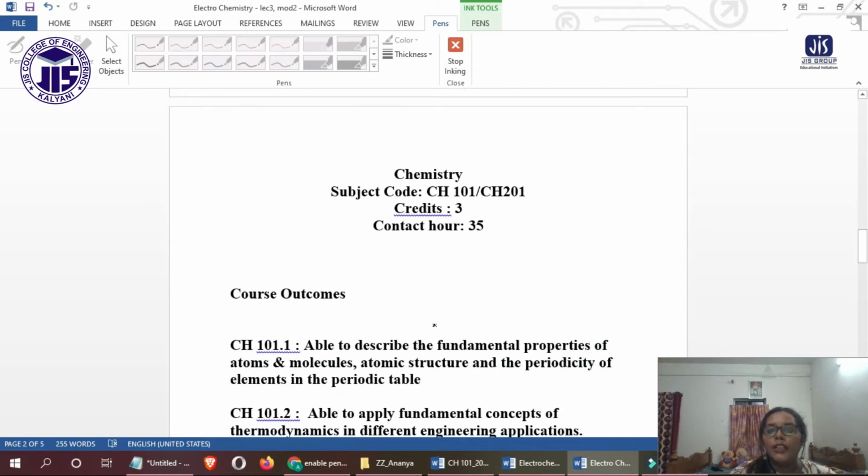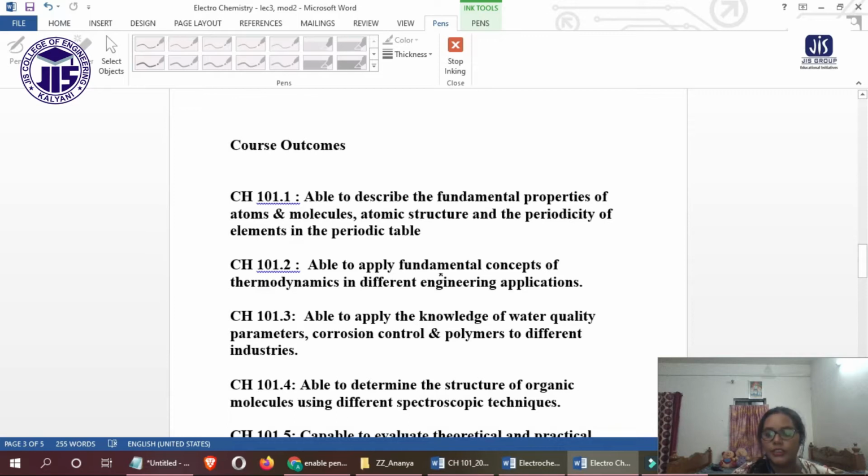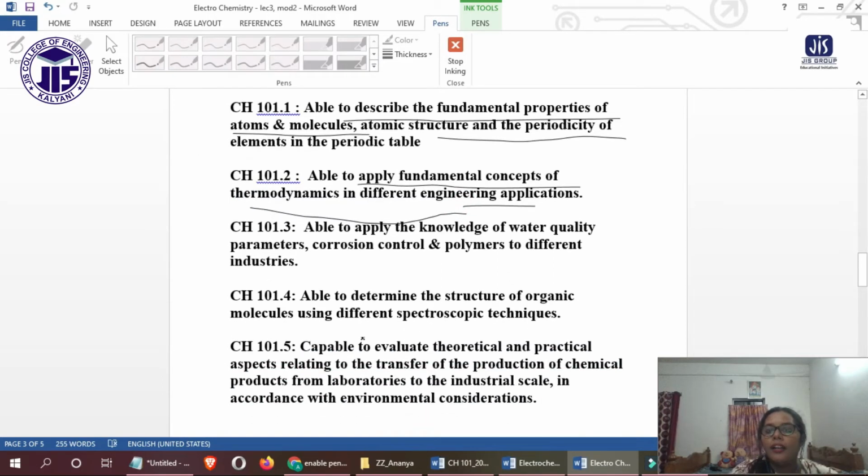So these are some of the course outcomes of our course. After finishing this course, the student can describe the fundamental properties of the atoms and molecules, the atomic structure, and also they can describe the periodicity of the elements in a periodic table. They can apply the fundamental concepts of thermodynamics in different engineering applications. They can apply the knowledge of water quality parameters, corrosion control and polymers to different industries.